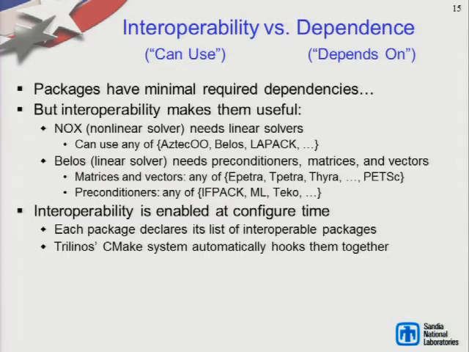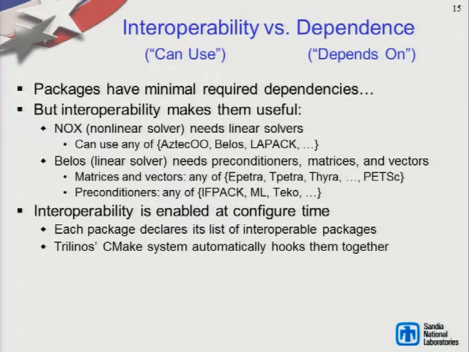Likewise, our linear solver, say Belos, needs preconditioners, and it needs matrices and vectors. So it can use any of the things we have under the hood, like Epetra or Tpetra, or it can use PETSc. And they can use any of our preconditioners in Trilinos, or it could use something else. Sometimes the right thing to do is to have a very problem-specific preconditioner that you've already implemented, and so we can accommodate that.